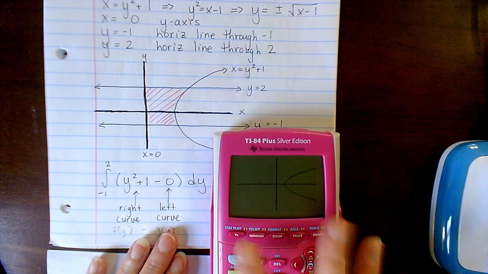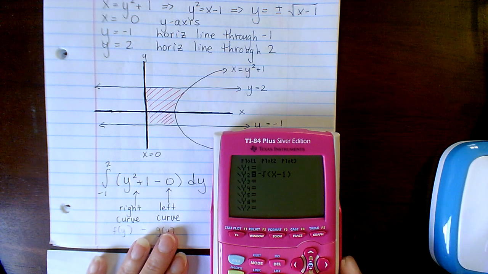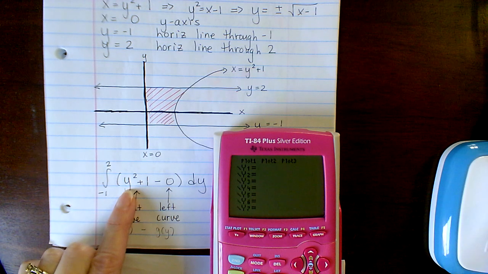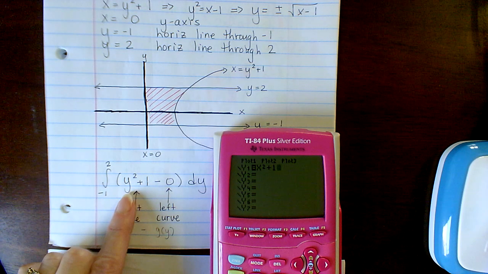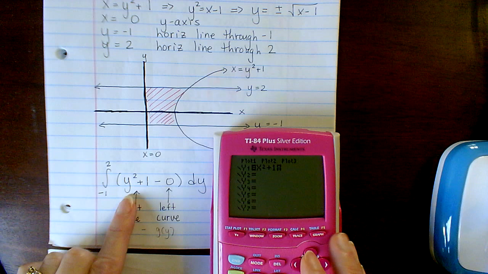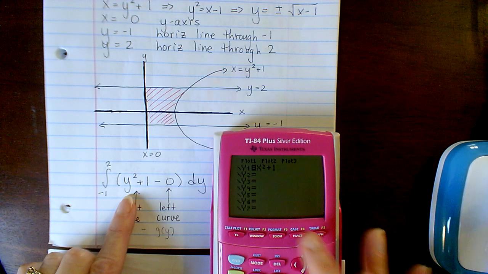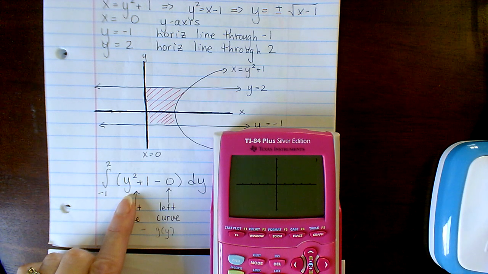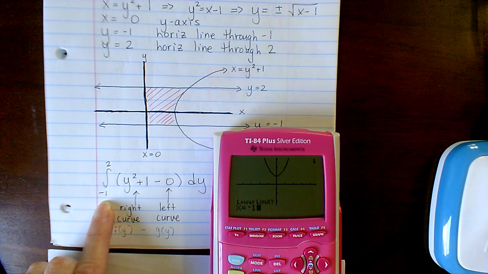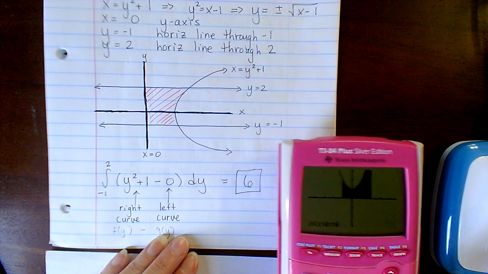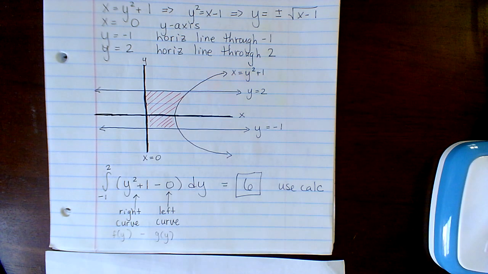And just like before, when we put this in the calculator, we are going to have to use the x variable. If your calculator has a y variable, awesome, use it. I'm not going to put minus 0 in there. You guys know that we don't need that. So let's go to option 7 here. And we're going to integrate this from negative 1 to 2. And so we get the value of 6 square units for the area of that region.